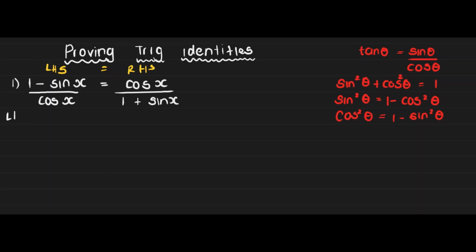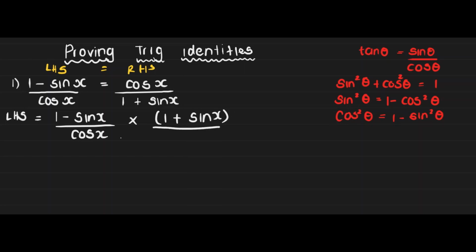So if we take the left hand side, which is this one, we're going to say left hand side is equal to 1 minus sine x divided by cos x. Here, there isn't any identity that we can use to simplify this. So we're going to multiply it by a reciprocal so that we can form something like this. We multiply by the reciprocal of 1 minus sine, which is 1 plus sine x divided by 1 plus sine x.